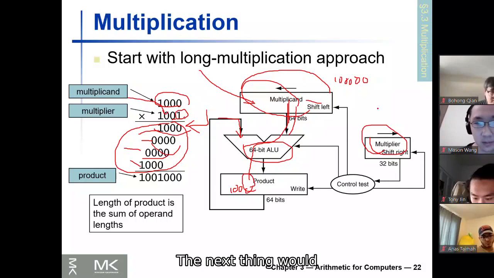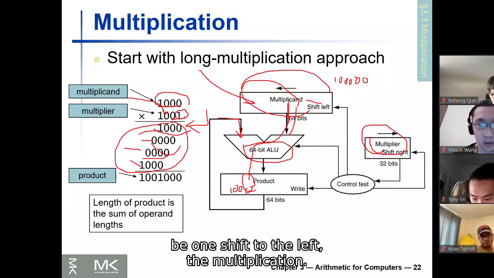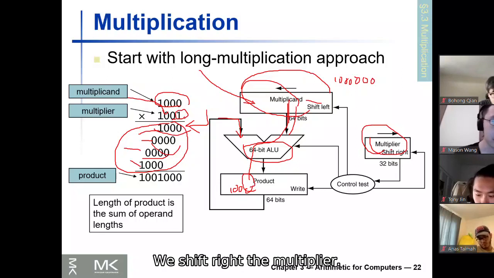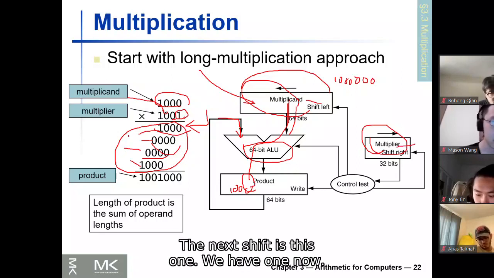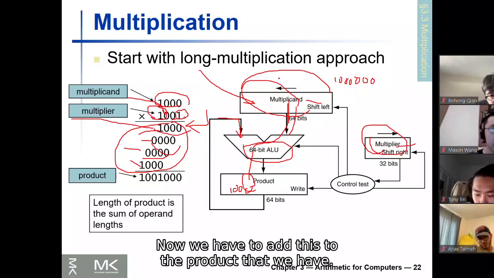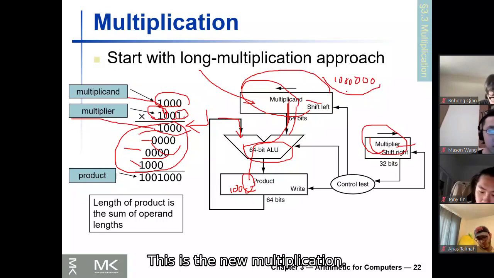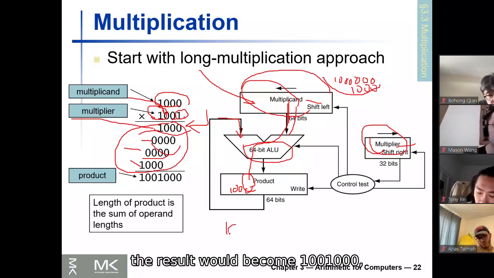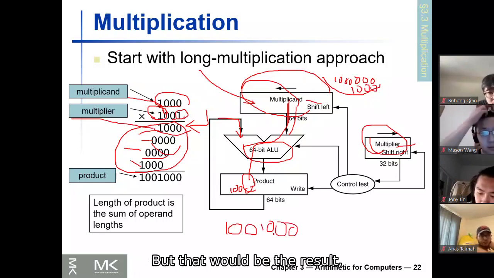The next thing would be one shift to the left of the multiplicand. So the multiplicand now becomes this, 1, 0, 0, 0, 0, 0. We shift right the multiplier. The next shift right is this 1. So we have 1 now. Now we have to add this to the product that we have. This is the new multiplicand plus the product that we had. The product that we had was this before. So we are adding them together. The result would become 1, 0, 0, 1, 0, 0, 0. So that would be the result.